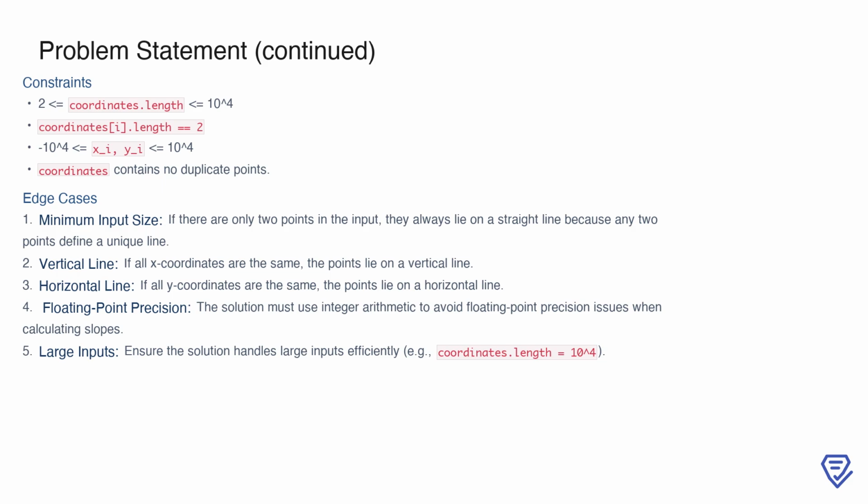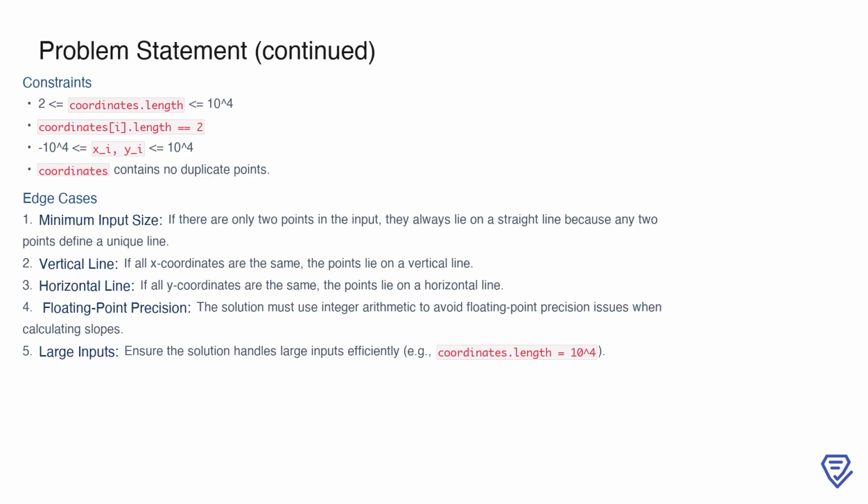The number of points in the array ranges from 2 to 10,000, so we need to ensure our solution can handle large inputs efficiently. Each point contains exactly two integers, and the x and y coordinates can range from -10,000 to 10,000. Additionally, there are no duplicate points in the input.